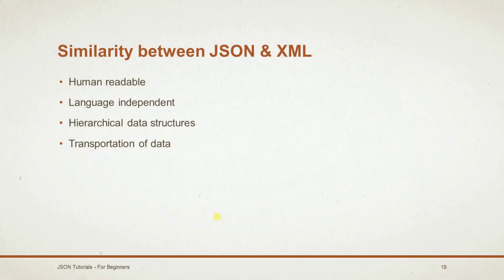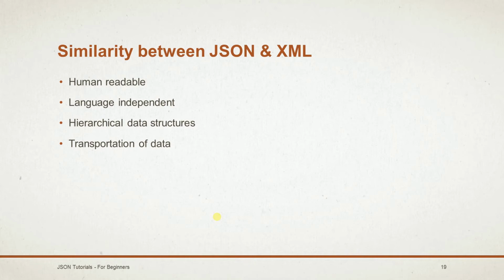JSON and XML are both human readable formats. Both are written in the form of text. Therefore, they can be easily understood by humans. Both are used by many programming languages. Therefore, they are language independent. XML and JSON are both designed for describing different kinds of hierarchical data structures and facilitating their transportation.